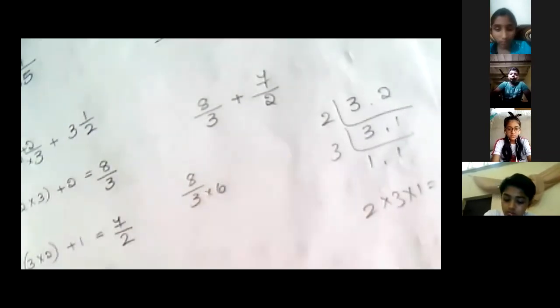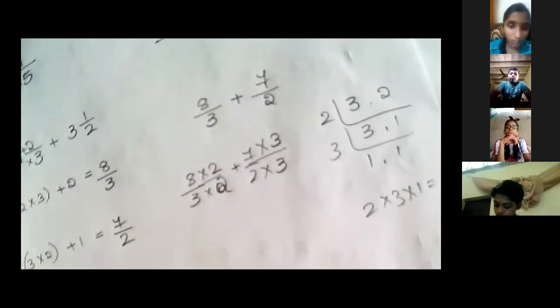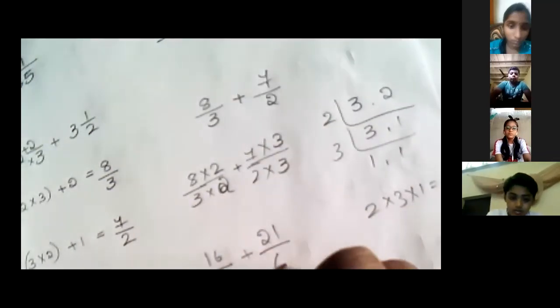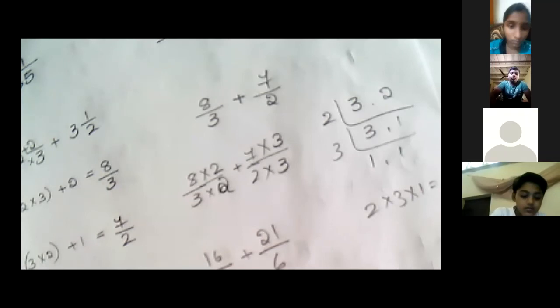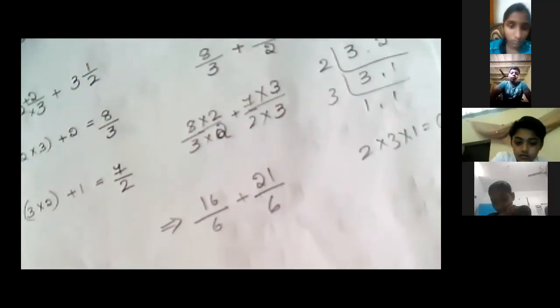Now, in the 3 table, when do we get 6? 3 1s are 3, 3 2s are 6. I'll copy the same number, 2, for the numerator. Then plus 7 upon 2. In the 2 table, 2 1s are 2, 2 2s are 4, 2 3s are 6, and the same number, 3, I'll copy for the numerator. So 8 2s are 16, plus 7 3s are 21, upon 6. That is 16 plus 21 upon 6.